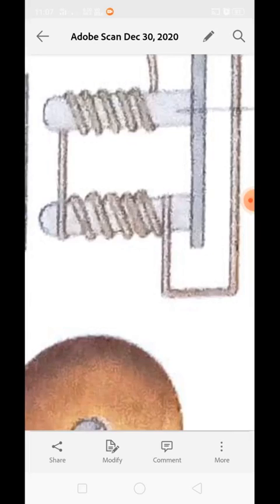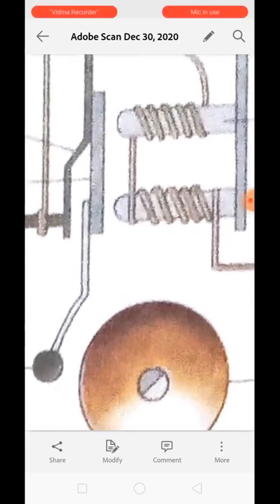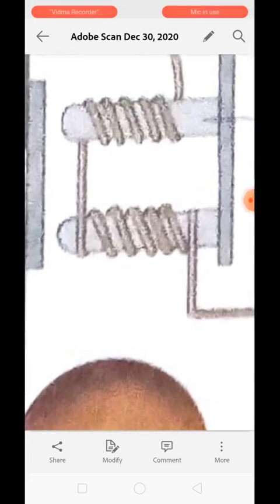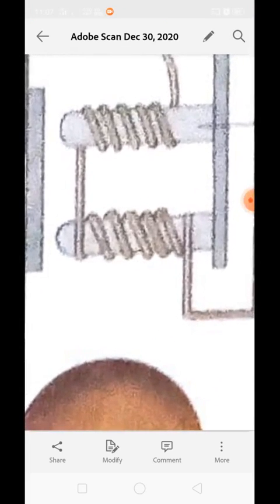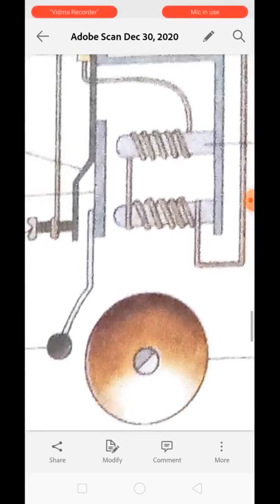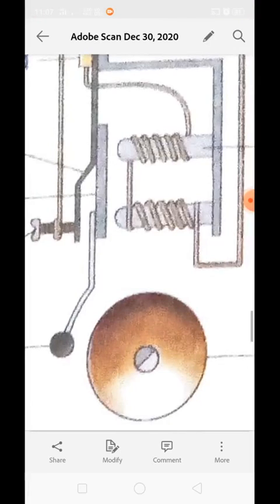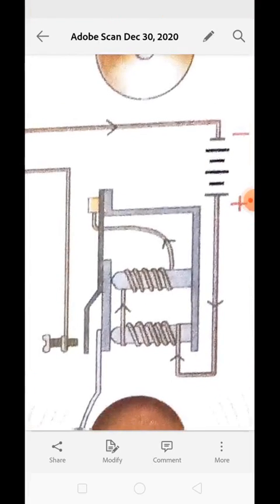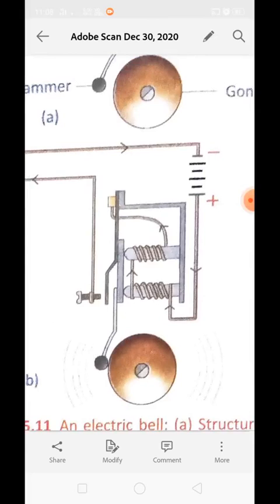Now just think, what is the material in front of it made up of? It is made up of iron. Iron is a magnetic substance. So whenever this U-shaped electromagnet gets magnetized, it will obviously attract the armature. And once the armature is attracted, what will happen? It will move in the downward direction and it will hit the gong. Understood? It will hit the gong, and in this way the sound will be created.